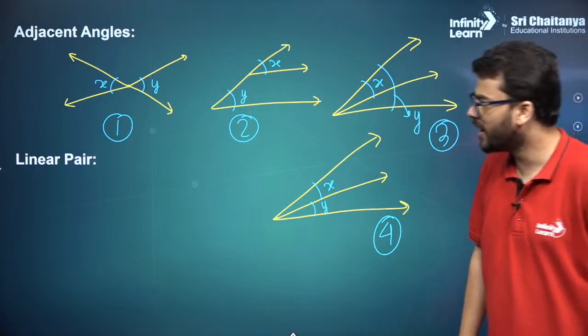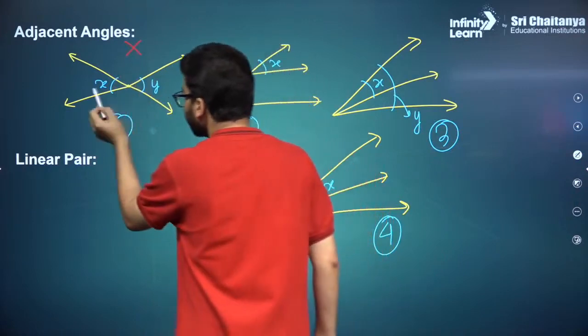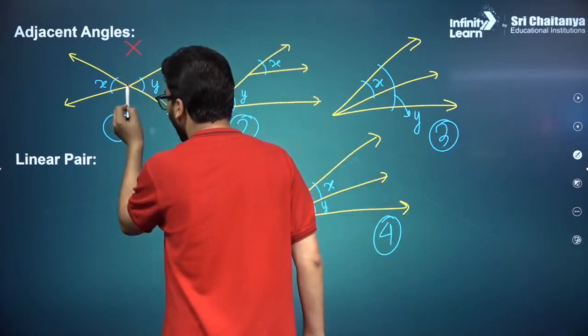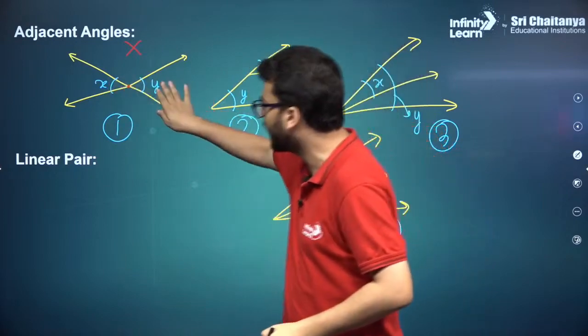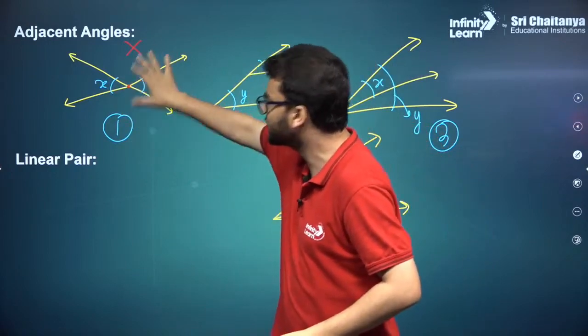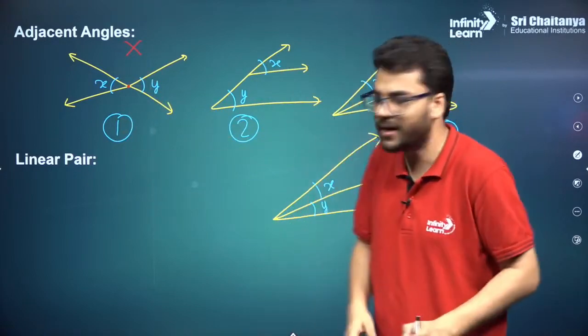Very good. See, over here, these are not adjacent angles. The reason being, the angles have only a common vertex. So therefore, these angles are not adjacent. Only having a common vertex, they are not adjacent.